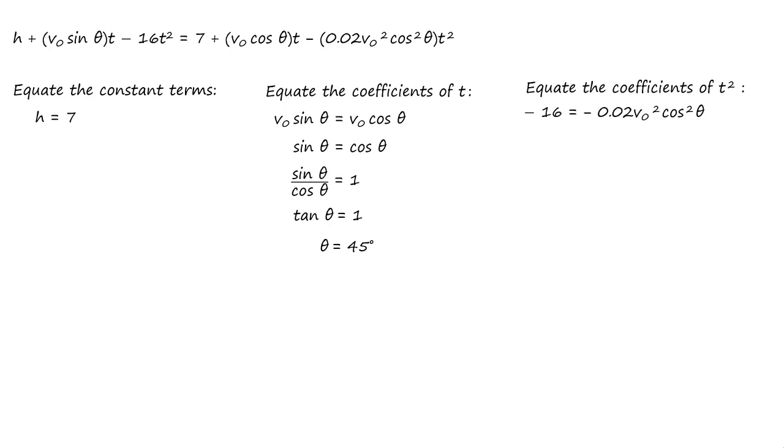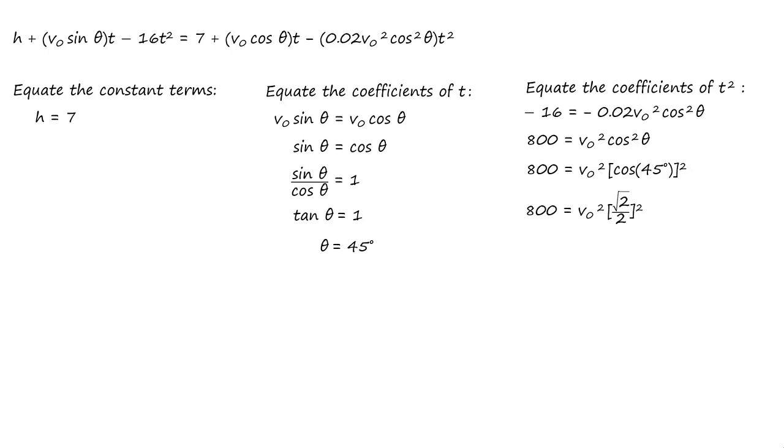Lastly, equate the coefficients of t². Negative 16 = -2/100 v₀² cos²(θ). Divide each side of the equation by -2/100. The result is 800 = v₀² cos²(θ). Next, substitute 45 degrees for θ. Evaluate cos 45 degrees.